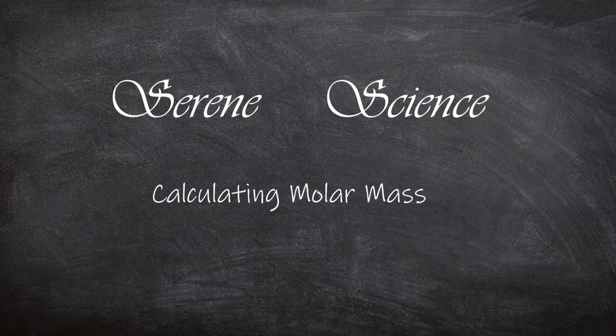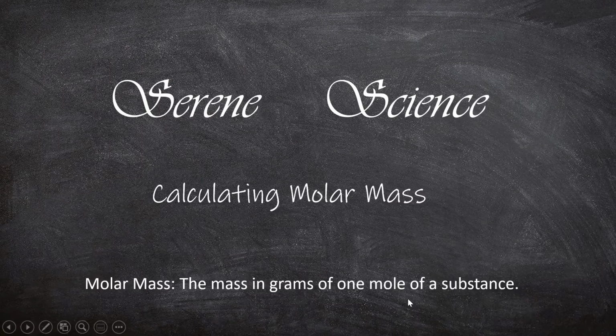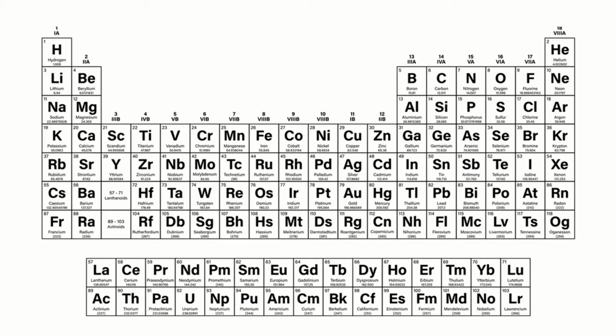In this video, we're going to practice calculating molar mass. Molar mass is the mass in grams of 1 mole of a substance. It's oftentimes used in stoichiometry problems when interconverting between the units of grams and moles. A periodic table of the elements is needed to calculate molar mass, although I have provided all of the pertinent information that you'll need in this video.